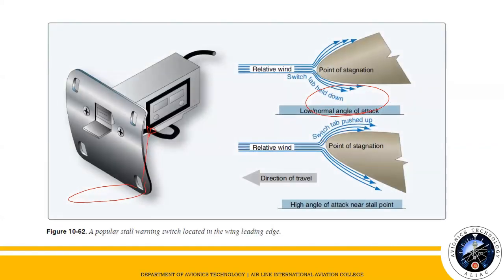Let us show it. If you look here, in flight, the air flows over and under a wing. The point on the leading edge where the oncoming air diverges is known as the point of stagnation. As the AOA of the wing increases, the point of stagnation moves down below the open passage that leads inside the wing to the reed.